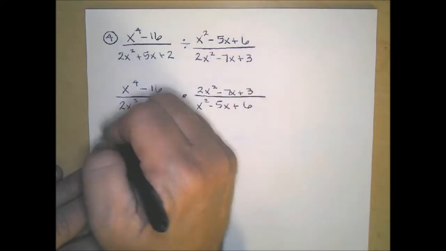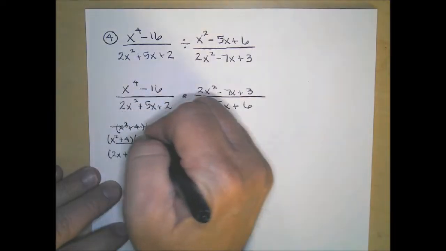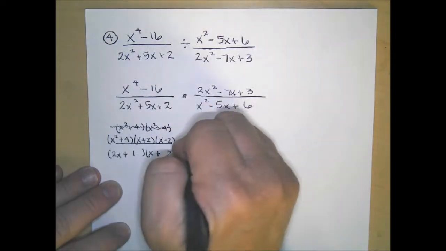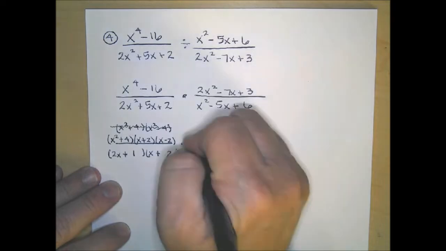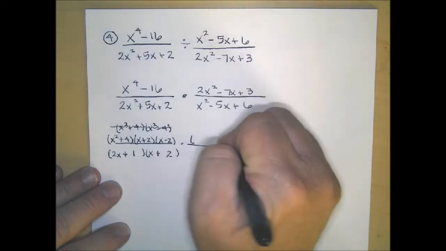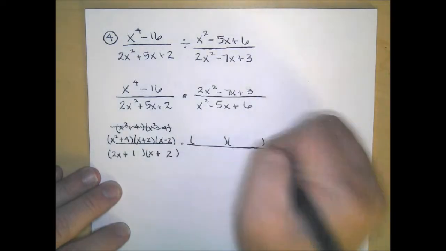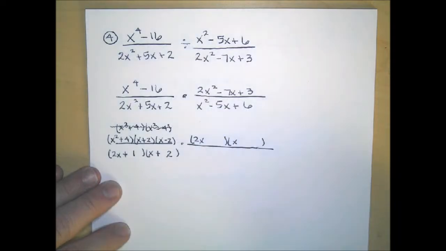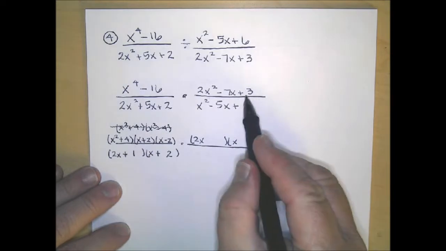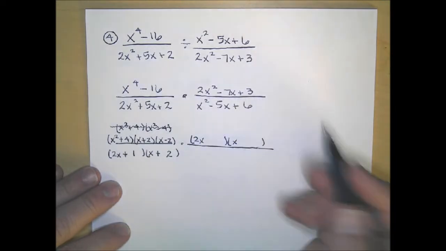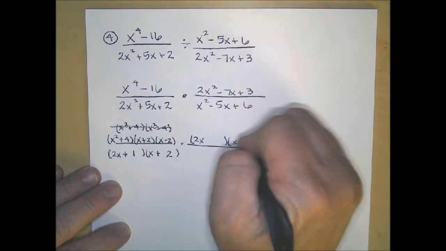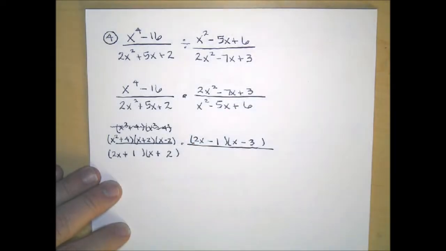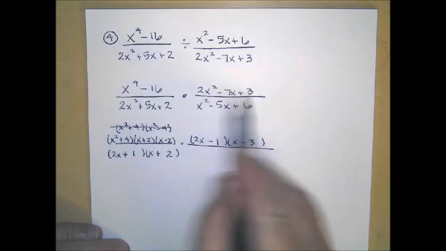Remember, I don't need this anymore, because this became that. Now, my second fraction is also another guess and check because of that leading coefficient. So I'm going to have 2x and I'm going to have x. Now, in order to get a positive 3 at the end but a negative 7 in the middle, this needs to be a minus 3 and this needs to be a minus 1. And if you go ahead and FOIL it out, I guarantee you'll get that.